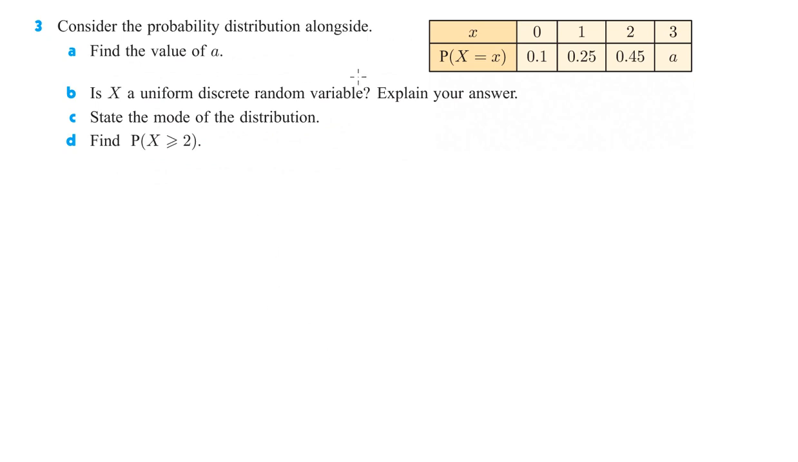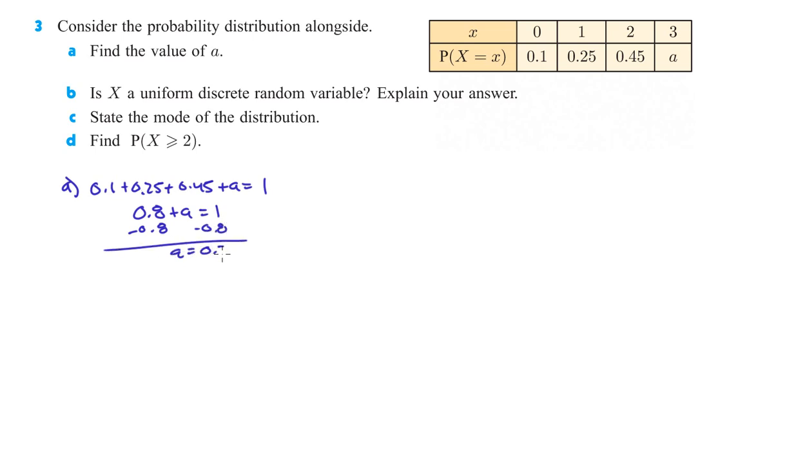Consider the probability distribution alongside. Find the value of A. So for part A, we know that all of these have to add up to 1. So 0.1 plus 0.25 plus 0.45 plus A all has to equal 1. So let's add these up. That's 0.8. So 0.8 plus A equals 1, so we can subtract 0.8 from both sides and get that A has to equal 0.2.